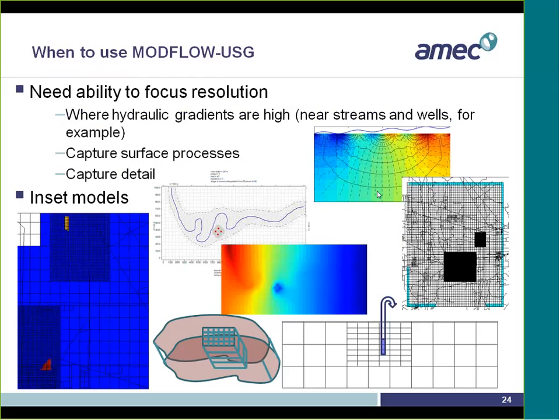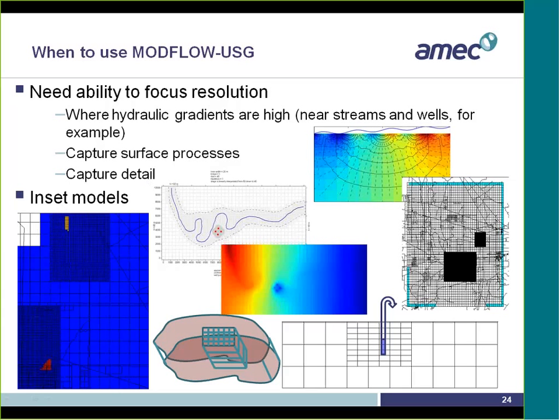Okay, when to use MODFLOW-USG? When you need the ability to focus resolution, for instance, where hydraulic gradients are high, near streams and wells, for example. Over here, you can just have a finer grid around your streams and wells and get your solution. To capture surface processes like the overland flow solution, you may just need finer grids near the top to capture those surface processes, and then you can use larger grids as you go down with depth. To capture detail, and that is where its big advantage lies.